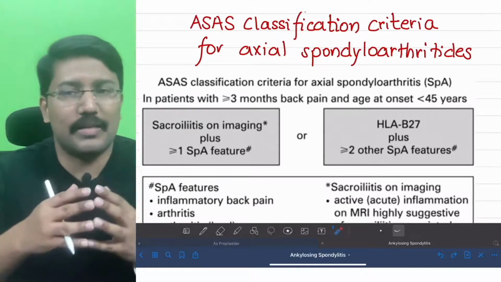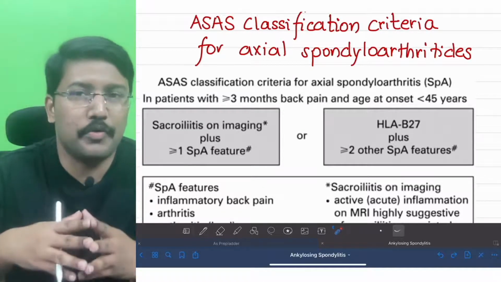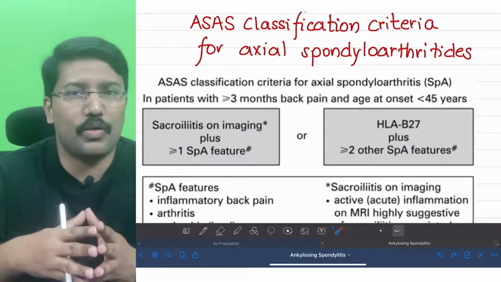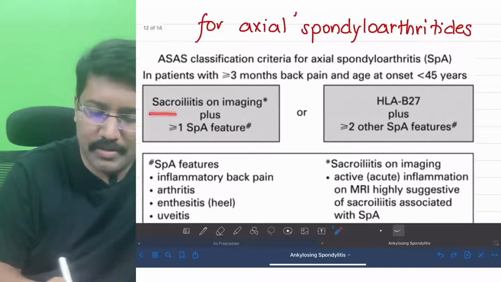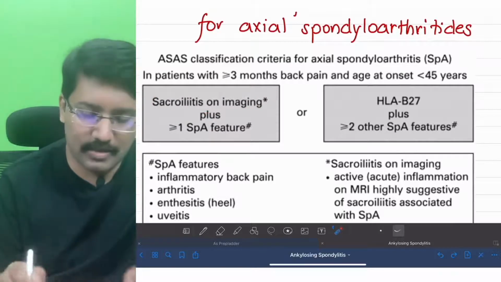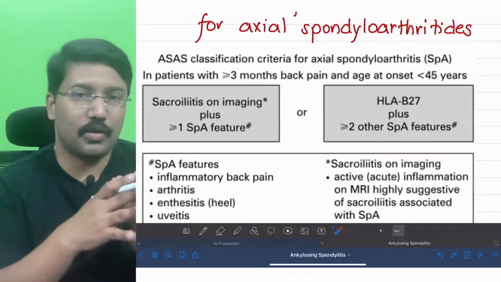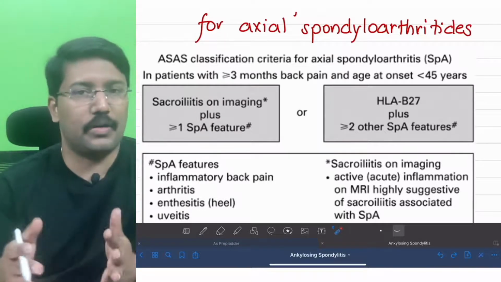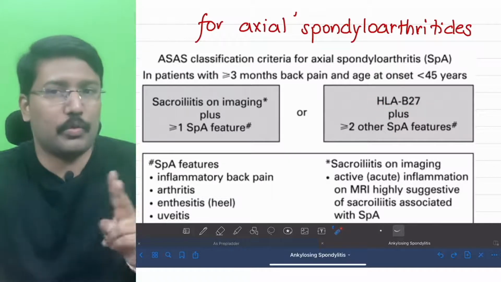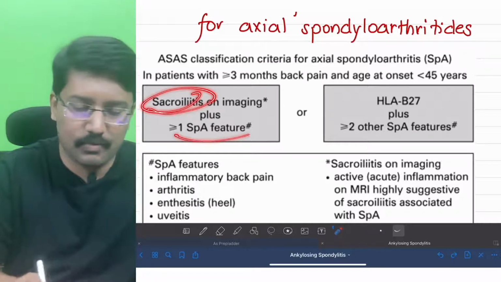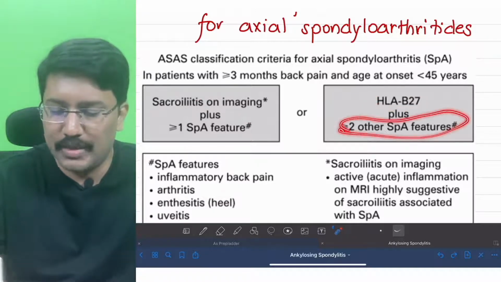So when anyone less than 45 years presents with low back ache lasting for more than 3 months, we would be classifying the case as axial spondyloarthritis if on imaging there is evidence of sacroiliitis and the patient has at least one spondyloarthritis related clinical feature. But if radiological evidence of sacroiliitis is not there, then we are looking at HLA-B27. So if the patient is HLA-B27 positive, then we need two spondyloarthritis features. So if there is imaging evidence, then one is enough. If there is no imaging evidence, but you are going by the genetic evidence, then you need two clinical features.